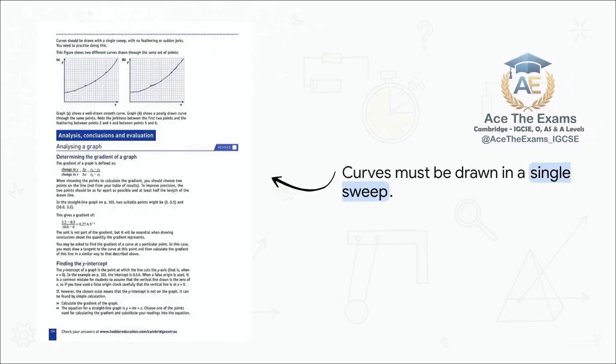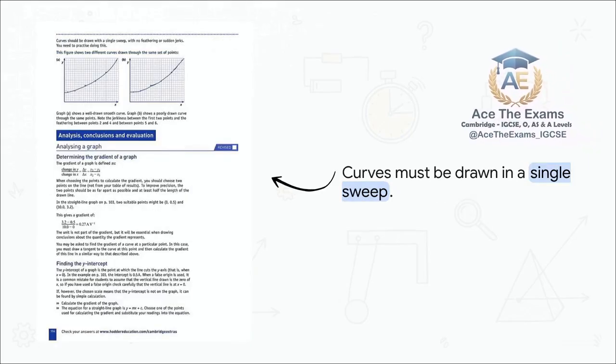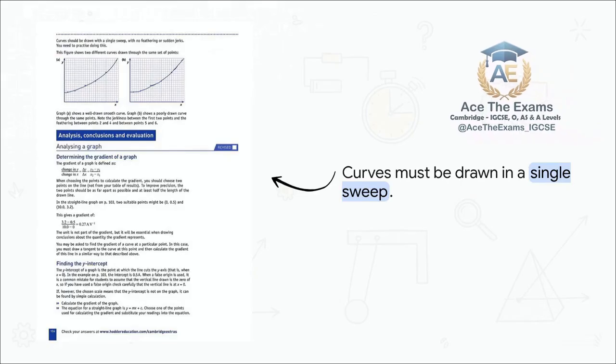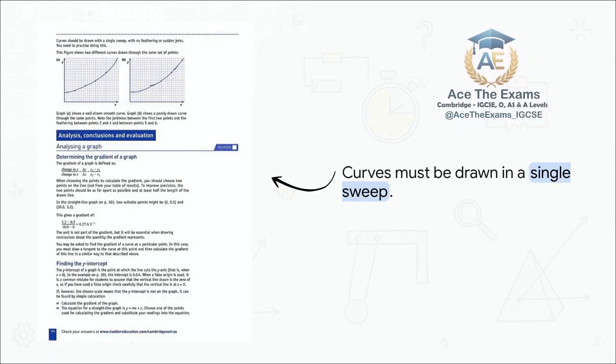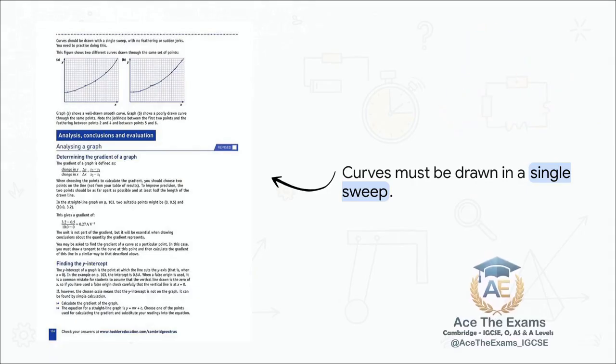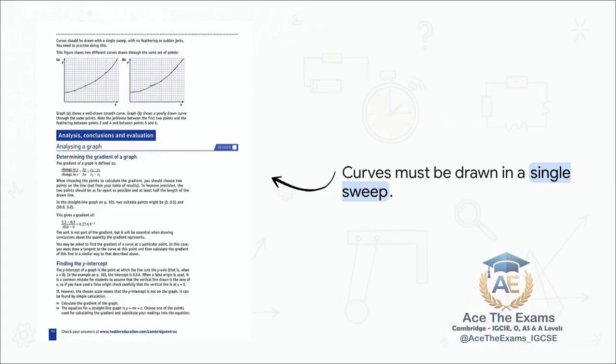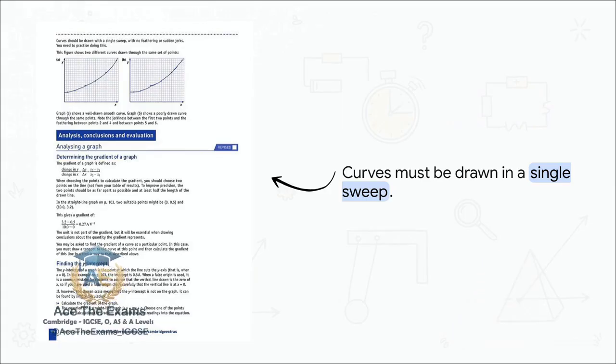Now, if your data clearly indicates a curve instead of a straight line, the rules are just as strict. A well-drawn, smooth curve is done in one confident single sweep. Hesitation creates a poorly drawn, jerky curve with what we call feathering between the points. You can see the difference on the screen. The bad graph looks like it was drawn by a nervous artist sketching short, hairy lines. Those feathered lines completely ruin your ability to calculate an accurate gradient later on, and they will absolutely cost you marks. Practice drawing curves with confidence.